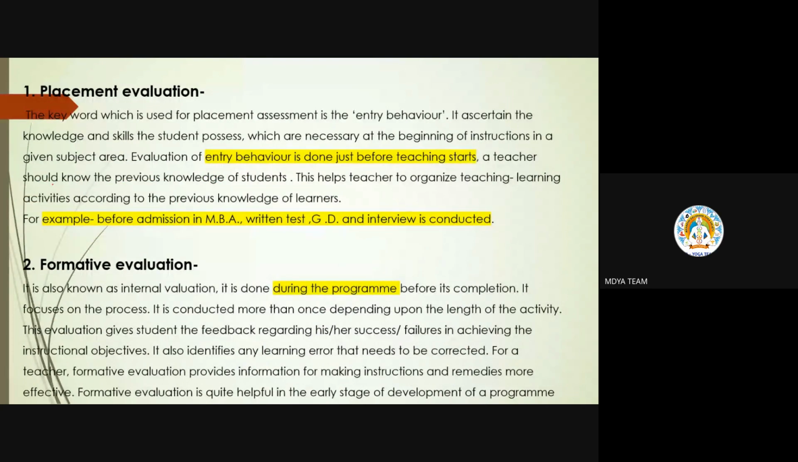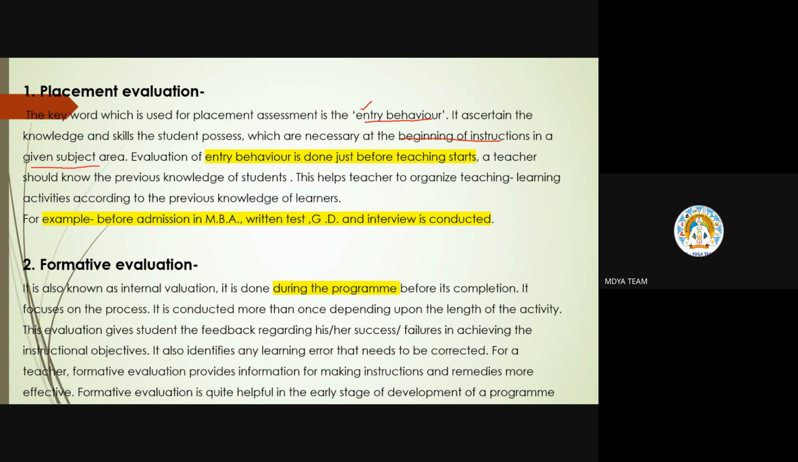So, now placement evaluation. The key word used for placement assessment is entry behavior. As you remember, placement evaluation is done before the learner is getting into something, so this is also termed entry behavior. It ascertains the knowledge and skill the student possesses, which are necessary at the beginning of instruction in a given subject area.